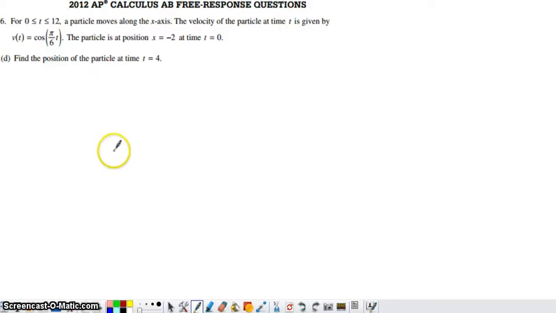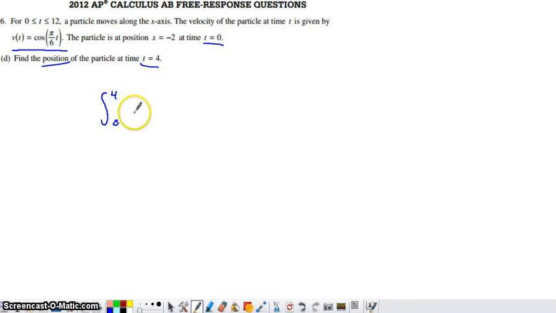So here's part D of number 6 from the 2012 AB exam, and in this question they want us to find the position of the particle at time t equals 4. Well, what we have to work with here is we have velocity. Velocity is the rate of change of position. If we want to figure out how much position has changed from our starting value 0 to 4, we're going to have to do this integral.